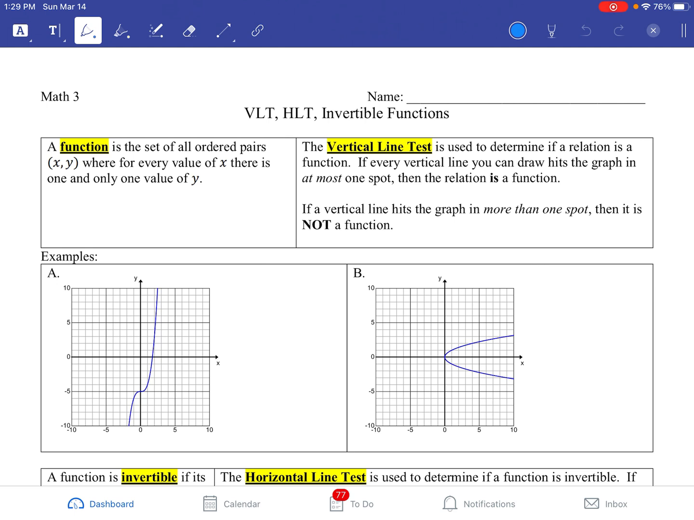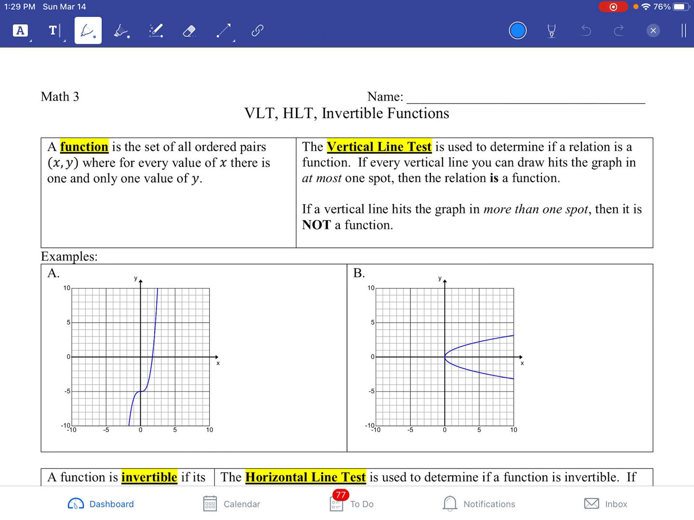Now that sounds like a lot of math speak, so let's put it in different terms. X's are boys and y's are girls. For every x, for every boy, any boy can only have one girlfriend. That's it. Can't cheat, no cheating. So one boy can only have one girlfriend. However, a girl, a y, can have as many boyfriends as she wants. So a y can have as many x's as it wants, but an x can only have one y.